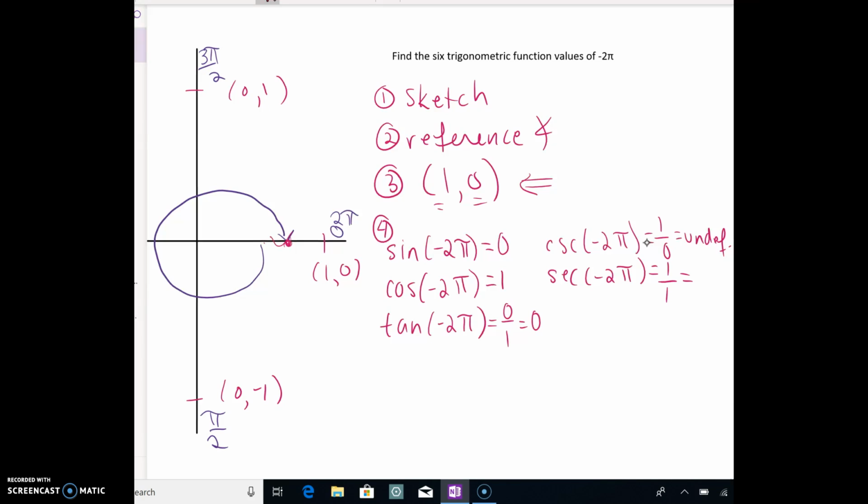For the secant of negative 2 pi, the secant is 1 divided by the x value, so 1 divided by 1 is 1. And then the cotangent of negative 2 pi is the x value divided by the y value. We get 1 over 0, which is again undefined. And these are the 6 trigonometric function values of negative 2 pi.